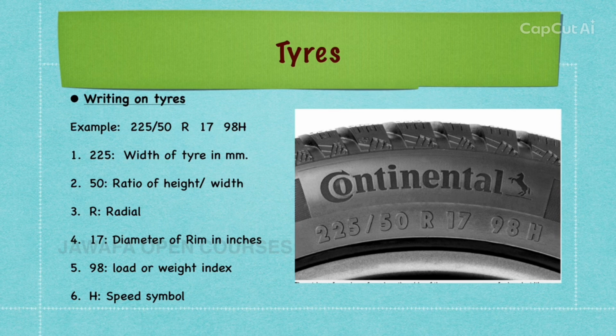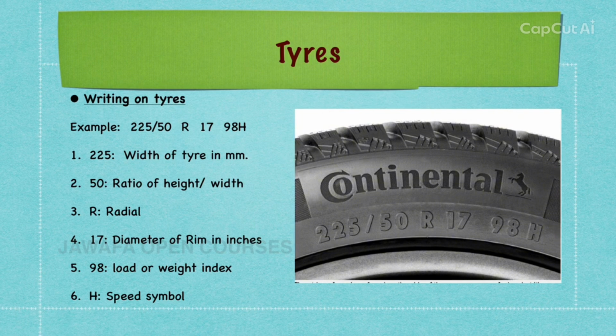After that, a number is written, like here it is written as 17. This is the diameter of the rim. It is in inches, meaning the distance from one edge to the other of the rim in this tire is 17 inches. After that, 98H is written. 98 is its load index, meaning how much load can be placed on this tire.